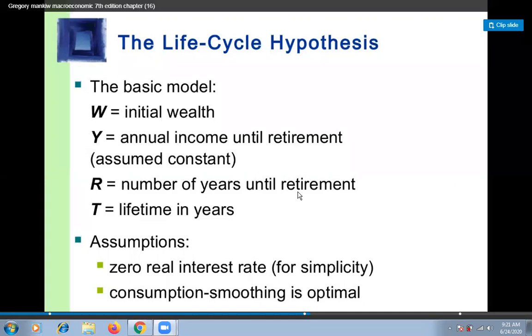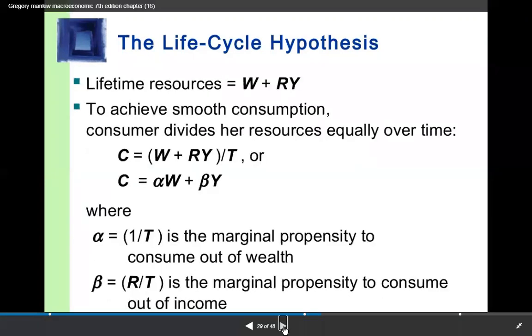Now, the lifetime resources are W plus RY. Total resources over the life: W plus RY. R is the working years, Y is the annual income over the working time period. So 50,000 per year income multiplied by the working time period is the total working time income, plus wealth. So lifetime resources are W plus RY, which are here. For your best understanding, you can read them.